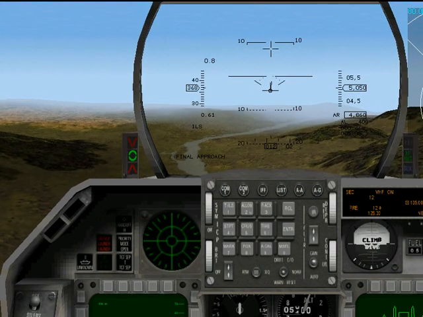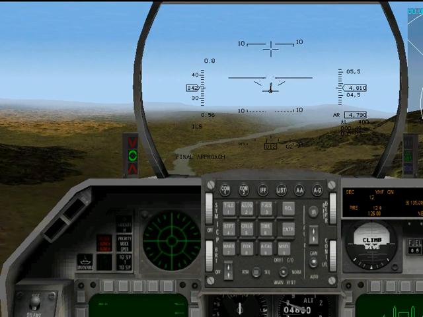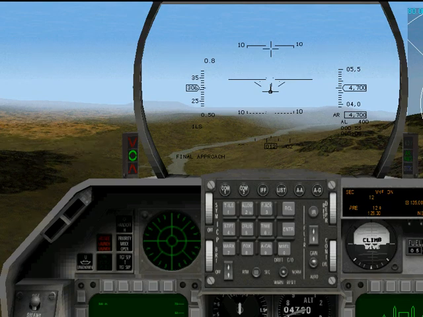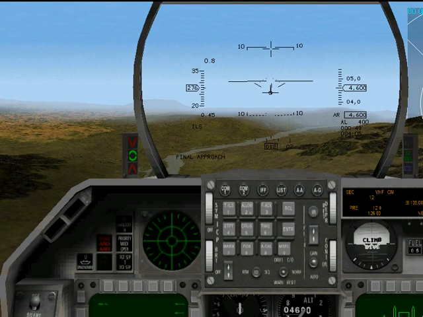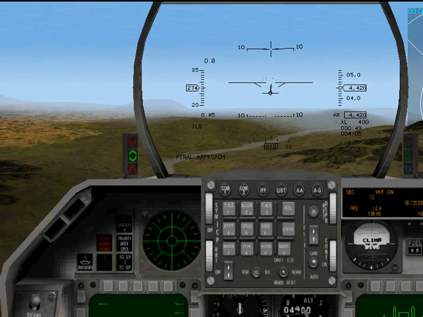If you're approaching too high, the line will appear below the center of the HUD. If you are too low, it will appear above the HUD center point. When you're approaching the runway correctly, the lines will form a cross in the center of the HUD.